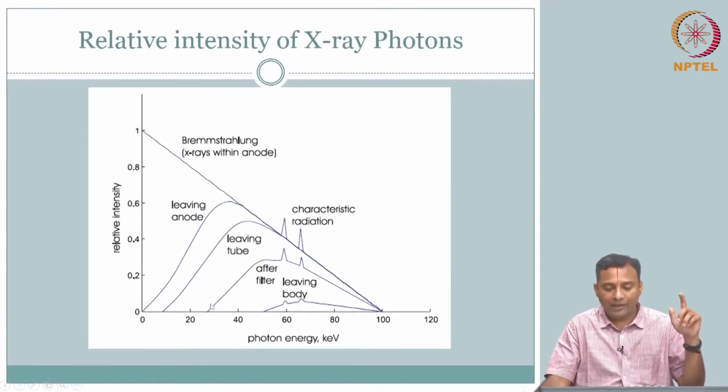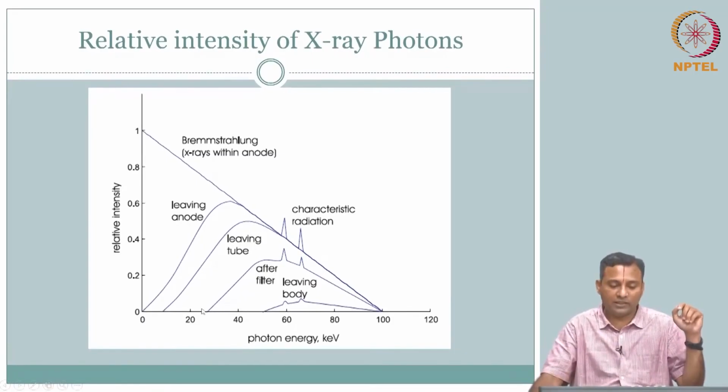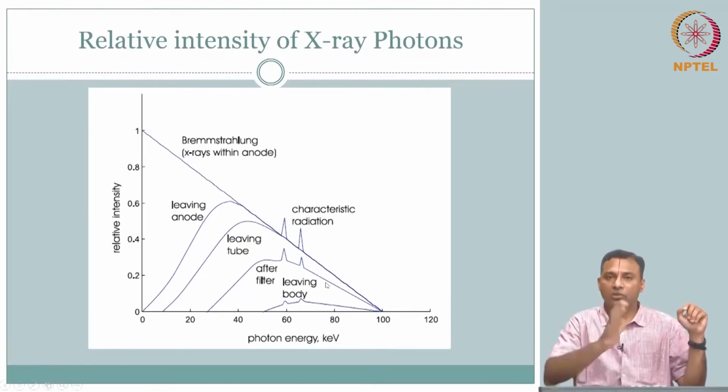Now, we have added the filter. Okay, so when we added the filter, again we have shaved off, filtered off the low energy. So, we are preferentially giving only from about 30. It starts at about 20, 30. It goes up and then it goes down. And then this is the spectrum leaving the filter, that means it is going into the body. This is the spectrum after the filtration. This spectrum is going inside the body.